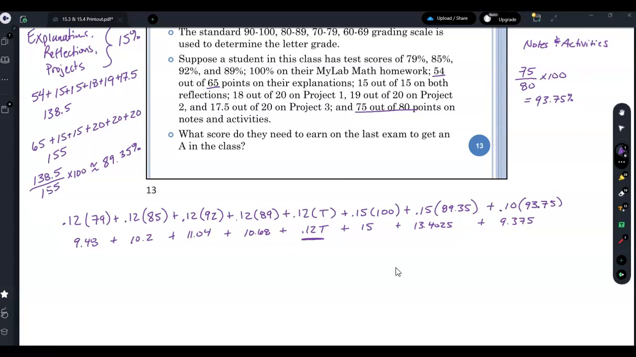So let me just add up the 9.48, 10.2, 11.04, 10.68, 15, 13.4025, and 9.375. So I'm going to get 79.1775. And then, of course, that's plus the 0.12 times t, because I don't know what that last test score is yet.